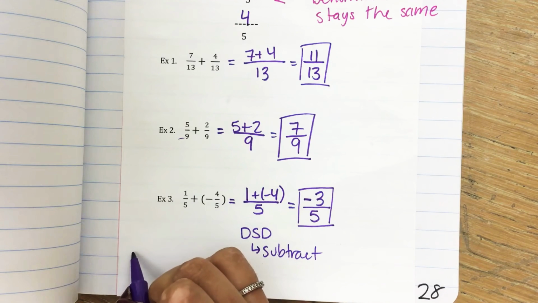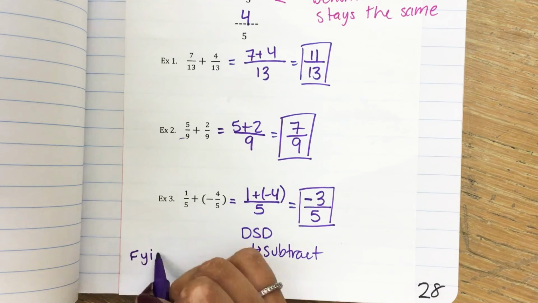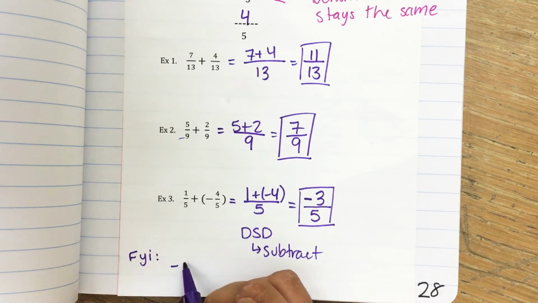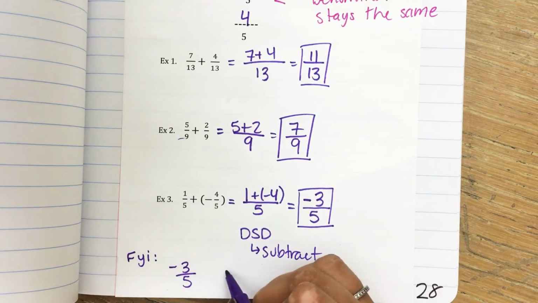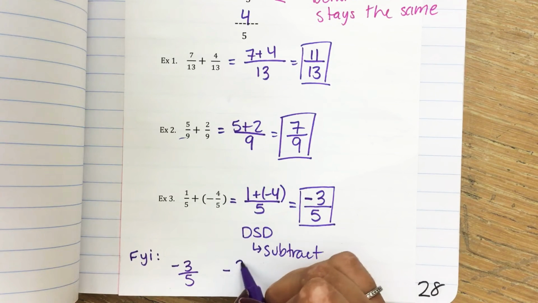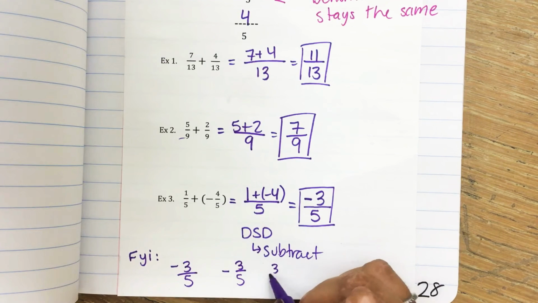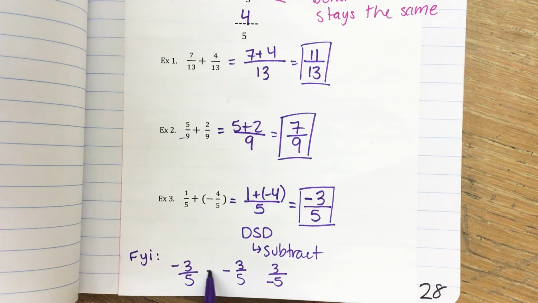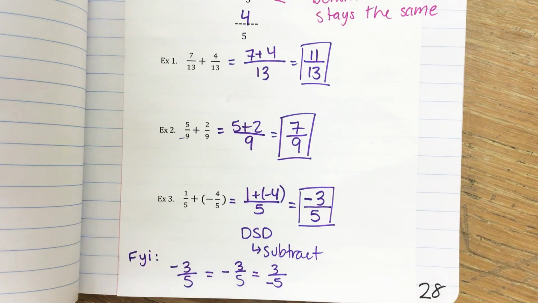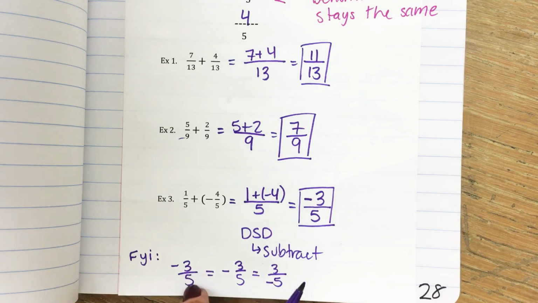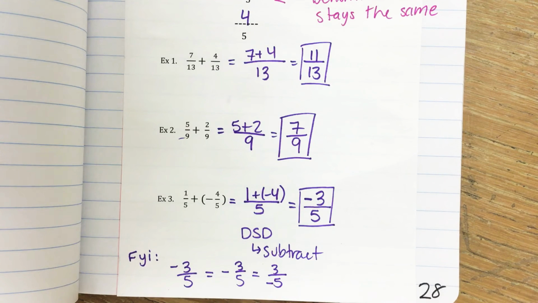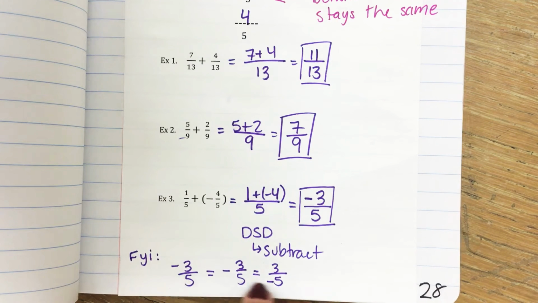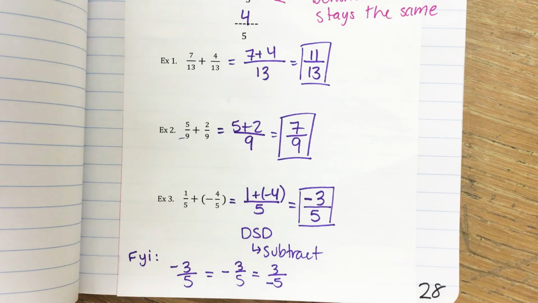Just a quick FYI. We could have negative 3 fifths, or we could have negative 3 over 5, or we could have 3 over negative 5. These three fractions are all equivalent. They all equal the same thing. They're all telling you the same thing, so you might encounter one of these. Just note, it's just a negative fraction.